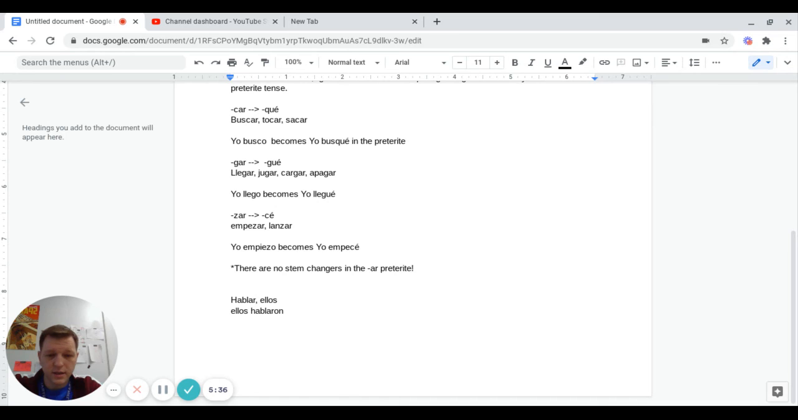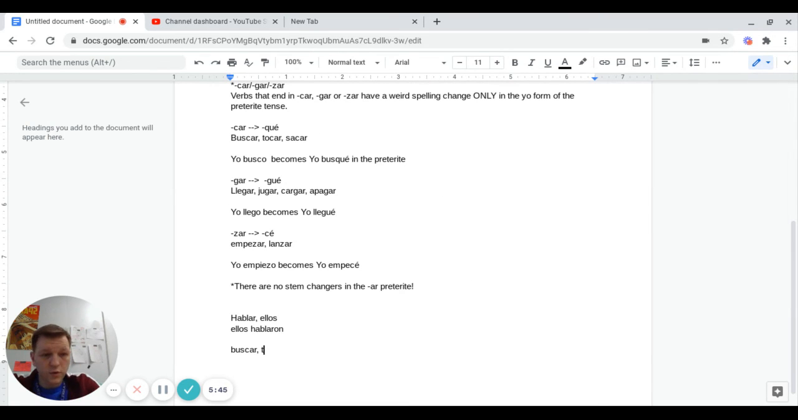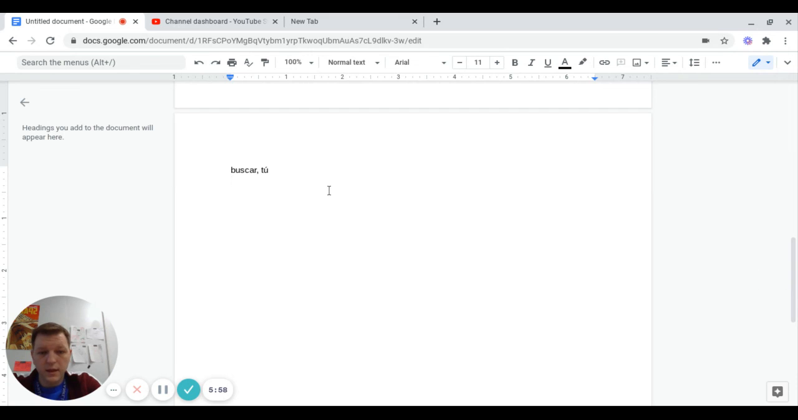Another one's going to be, let's try buscar, to look for, in the tú form. Oops, that was not the word I'm looking for. In the tú form, you change my keyboard back to Spanish. Hard to make accents on this thing. Okay, buscar in the tú form, you looked for. It's going to be tú buscaste. Repite en clase, tú buscaste.